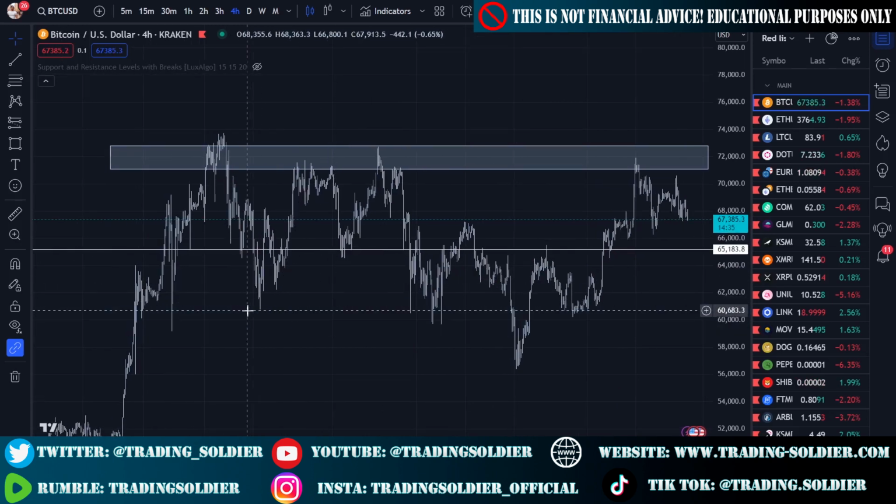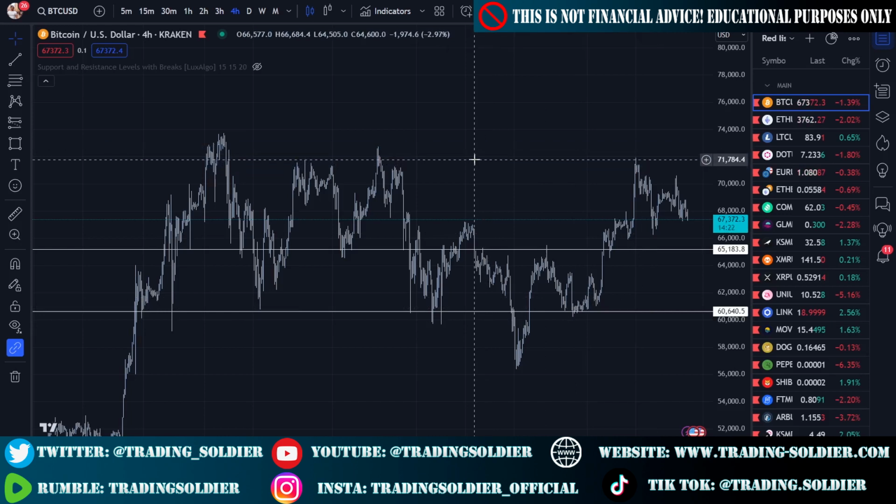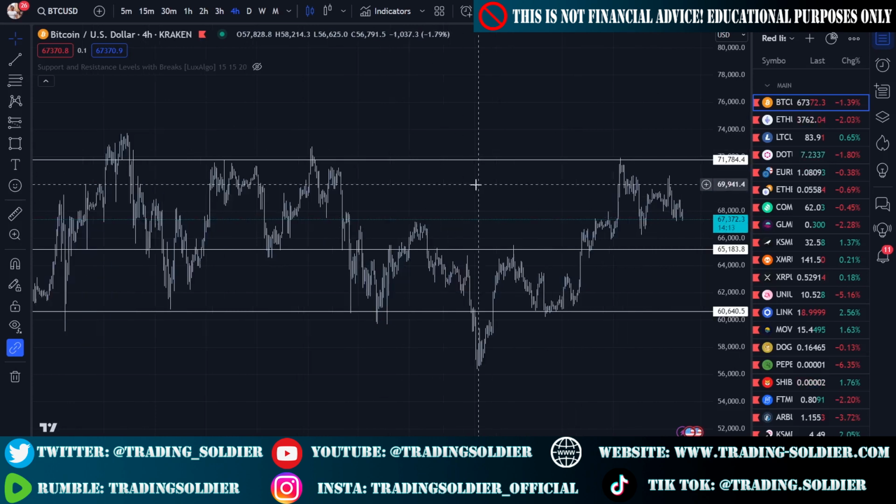Also, to find another SR level, for example, the support level of the range for me will be this one. Okay, you can see the multiple weak rejections here, okay? And also, as a resistance level, I will use this one. You can see here, multiple rejections from this level. So this will be my range, okay?